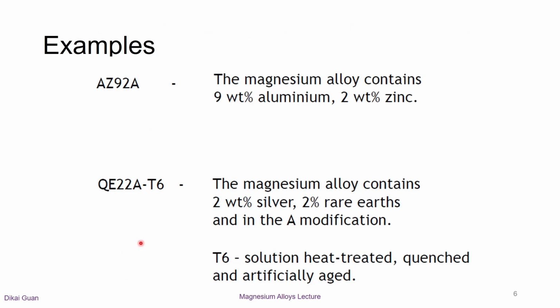Now let's have some examples. The first one is AZ92A. The magnesium alloy contains 9 weight percent of aluminum and 2 weight percent of zinc. Another one is QE22A T6. This alloy contains 2 weight percent of silver, 2 weight percent of rare earths, and is in the A modification. T6 indicates the alloy is solution heat treated, quenched, and artificially aged. It is an age hardening alloy.